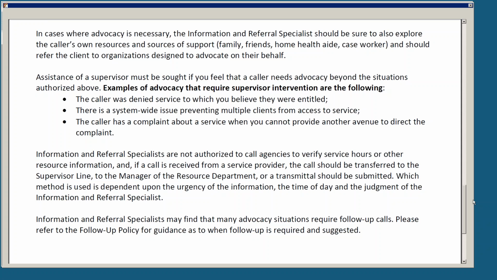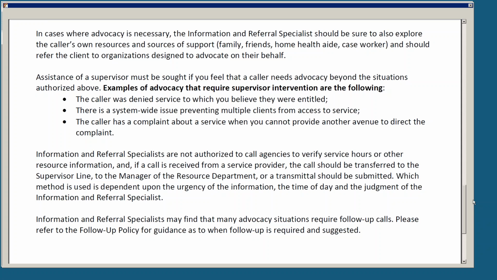Assistance of a supervisor must be sought if you feel that a caller needs advocacy beyond the situations authorized above. Examples of advocacy that require supervisor intervention are the following. The caller was denied service to which you believe that they were entitled. There is a system-wide issue preventing multiple clients from accessing service. The caller has a complaint about a service when you cannot provide another avenue to direct the complaint.